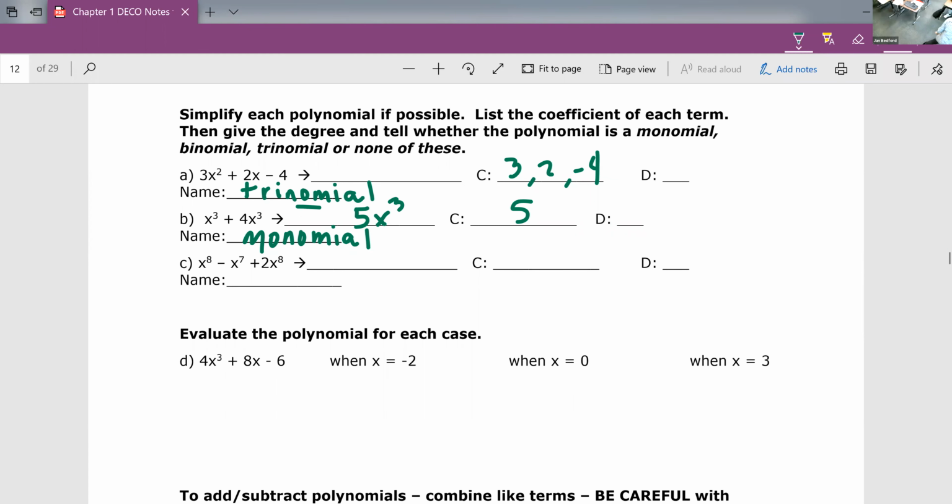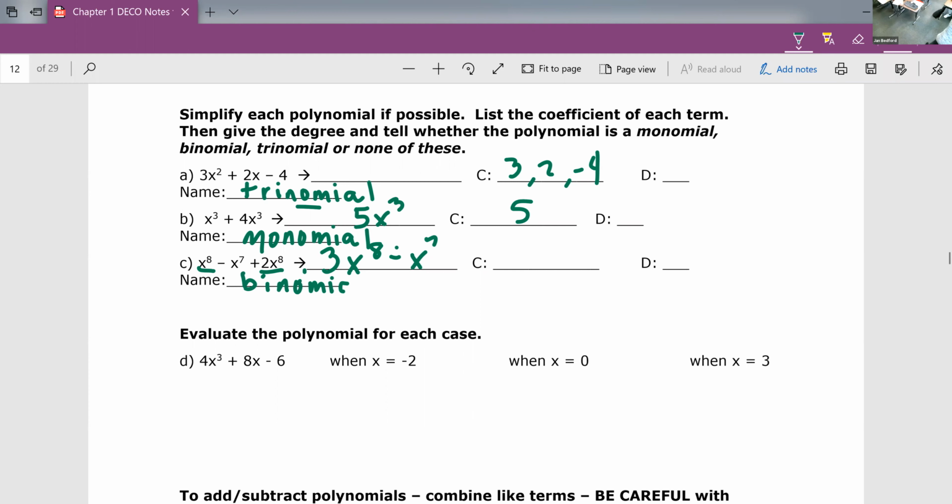Okay. Any terms that can be combined in C? Which ones? X to the 8th then. So how many x to the 8ths are there? 3, because remember, there's a 1 in front of this guy, even though I don't see it. So I had one of those, and I added 2 more. That gave me 3x to the 8 minus x to the 7. Okay, so now that I've combined what I can, how many terms are there? What does that mean it's called? A binomial.